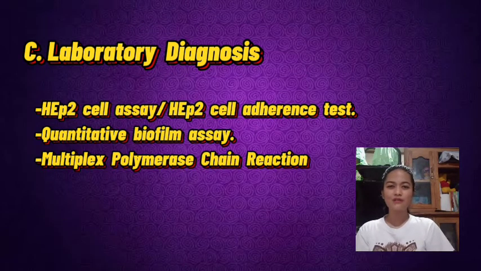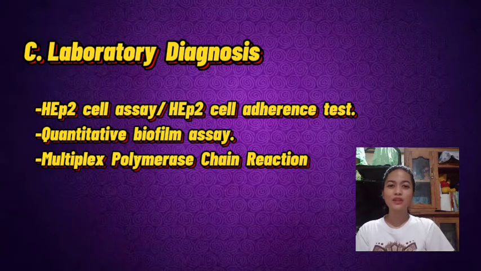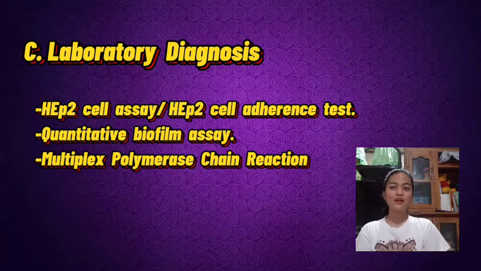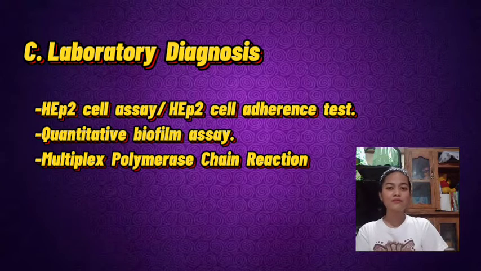In terms of laboratory diagnosis of enteroaggressive Escherichia coli, as of this day, the gold standard for the detection of EAEC is still the HEp-2 cell assay, or the HEp-2 cell adherence test. But this test requires a long period of time and special facilities, since this bacteria is very prone to contamination. There are convenient tests such as the quantitative biofilm assay, since EAEC can produce biofilm on polystyrene surfaces.